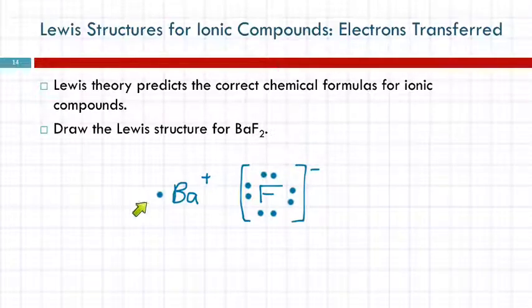No, barium's not happy. He's still got this extra electron. What does he do? Well, if there's one fluorine hanging around, there's probably another one. So he's going to find another fluorine atom. So here's another fluorine atom with 7 valence electrons. And he's like, hey, I'll give you this electron. And fluorine says, awesome, I would love that.